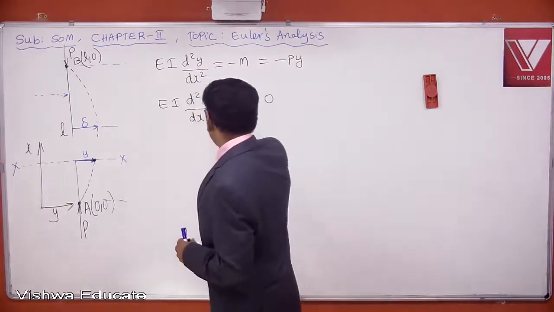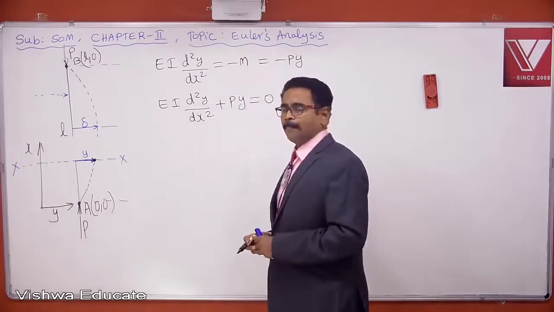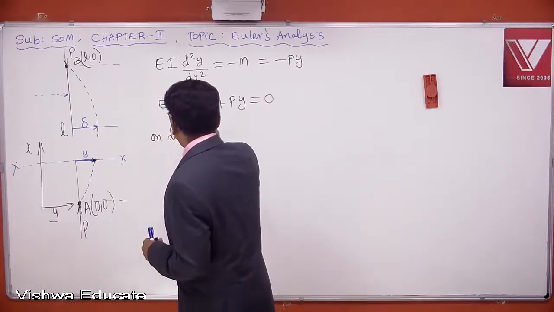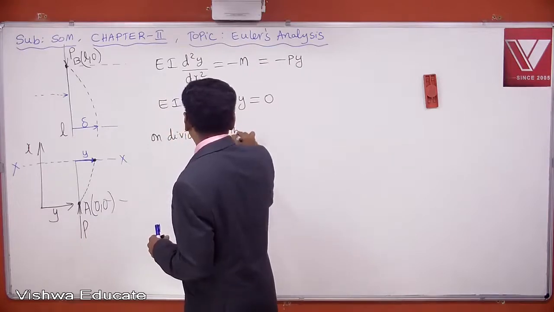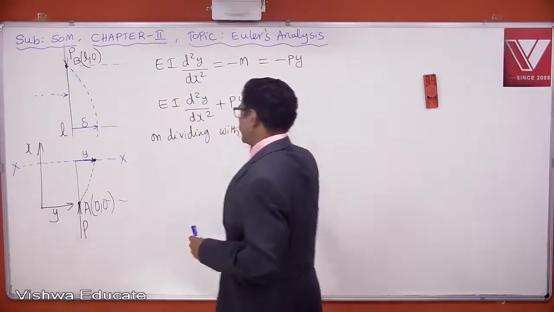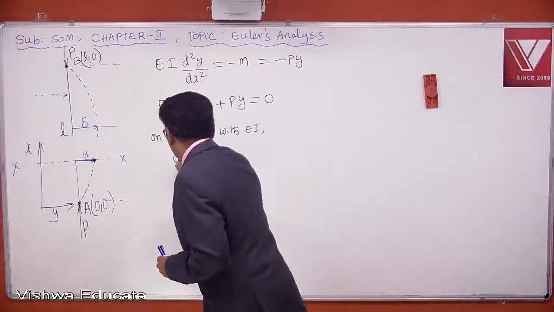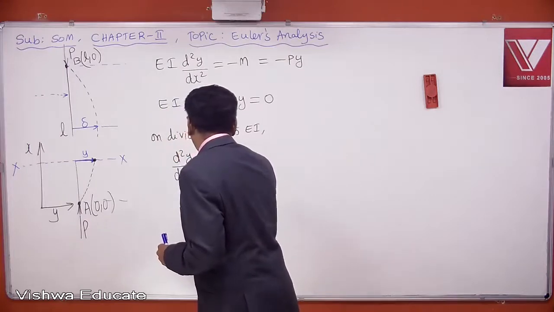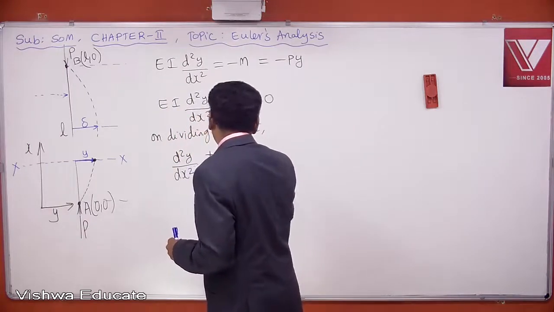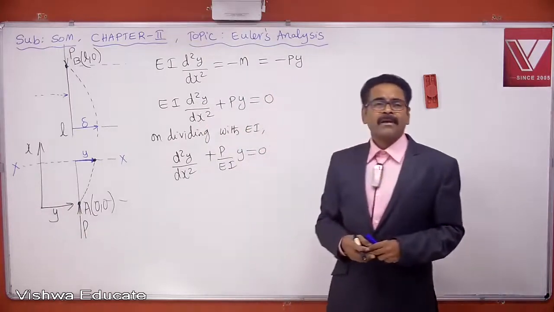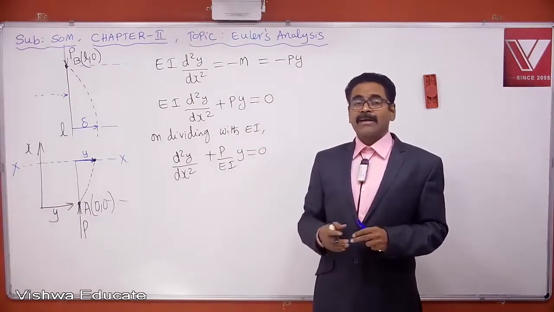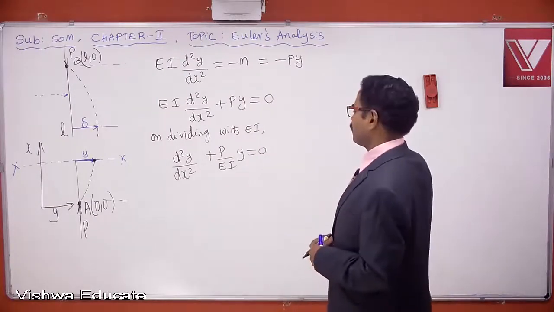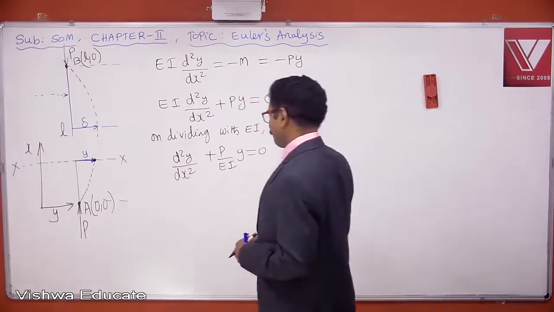Then I divide this entire expression with EI. On dividing with EI, the above expression becomes d square y by dx square plus P by EI into Y equal to 0. On dividing the above expression with EI, we are getting this one: d square Y by dx square plus P by EI into Y.